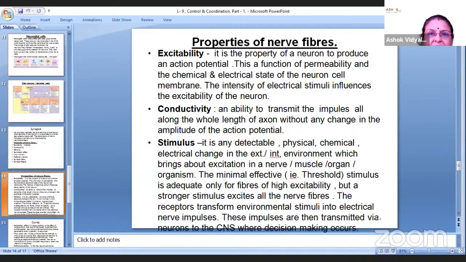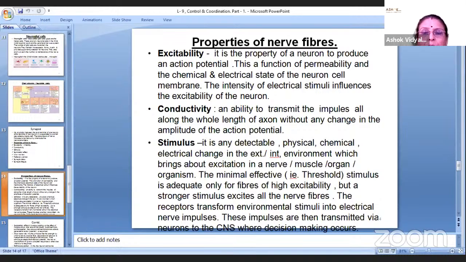Now what is excitability? It is also known as the irritability, okay? It is the property of a neuron to produce an action potential. This is a function of permeability and the chemical and electrical state of the neuron cell membrane. The intensity of electrical stimuli influences the excitability of the neuron. Then the conductivity. Now this impulse is there, excitation is taking place, and now it has to be conducted. Okay. So the next property is the conductivity.